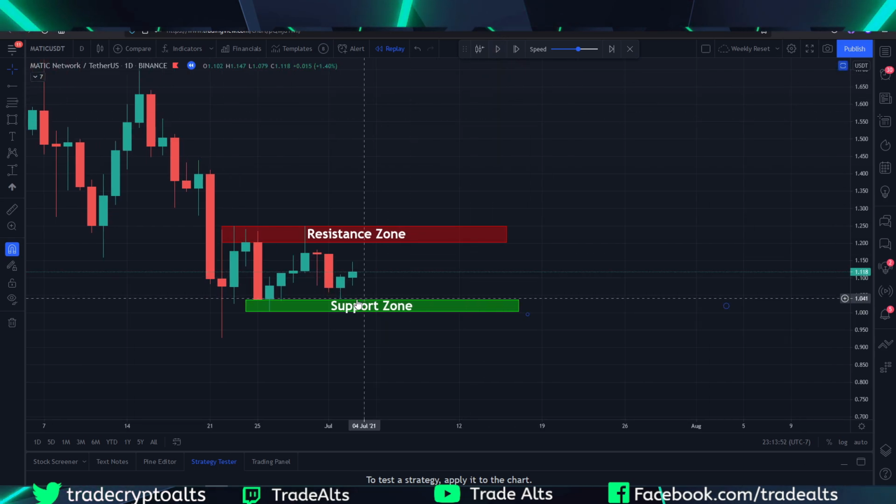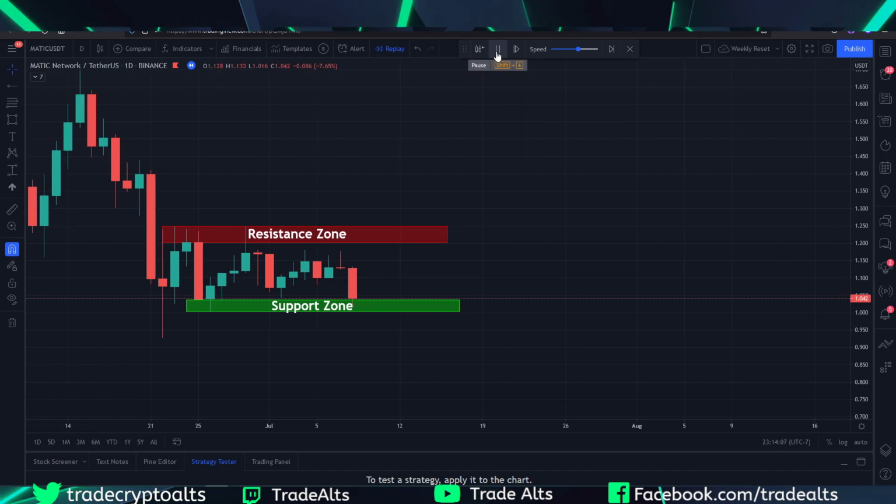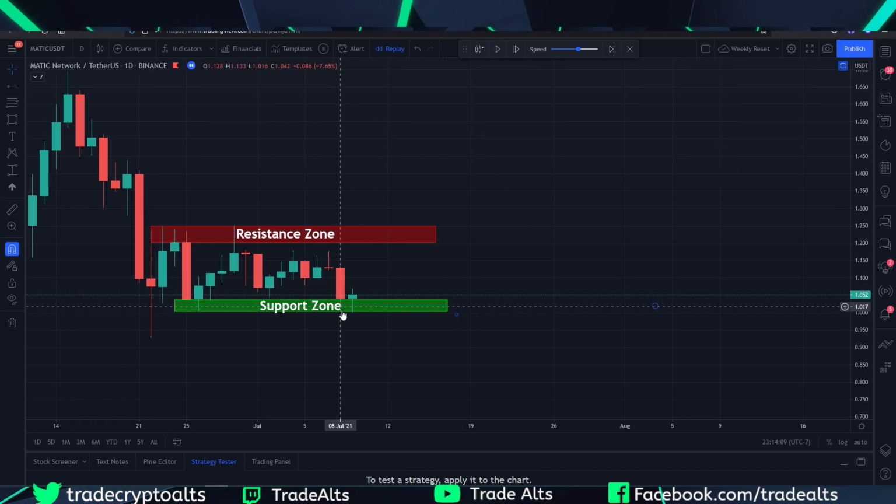Test. So again, you didn't come perfectly right down to this, but this is a test of the support zone. So this is definitely considered a test of it. Again, nice sideways consolidation. Look at this. So test into your support zone, test into your support zone.